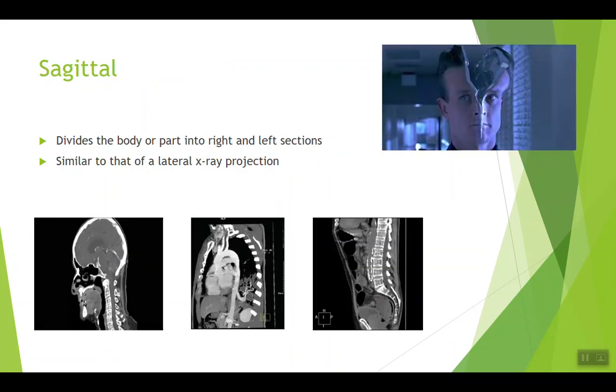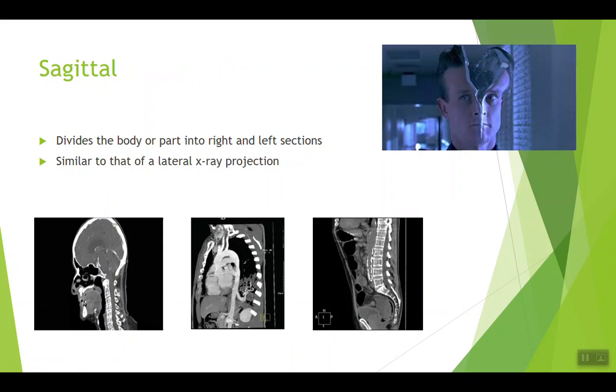And then we have our sagittal section. A sagittal section divides the body into right and left halves, or right and left sections, I should say, because a half would be equal. If you said mid-sagittal, that would mean right down the center of the body or part. I like that little image from the Terminator where the guy got split right down the middle of the head. That's pretty cool. So his head got split into right and left halves.